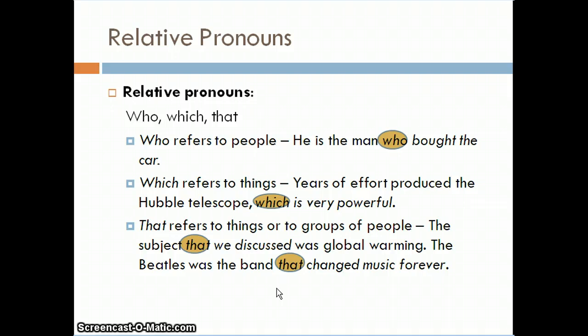So notice that it is possible when we're using a relative pronoun for the dependent clause to be the second half of the sentence, like in this first example. He is the man who bought the car. We have independent clause, then dependent clause. The other possibility is that we have our dependent clause inserted in the middle of our independent clause. So that would be this example here. The subject that we discussed was global warming. So our dependent clause is here in italics, that we discussed, and you can see that it's inserted right in the middle of the main clause, right in the middle of the independent clause.